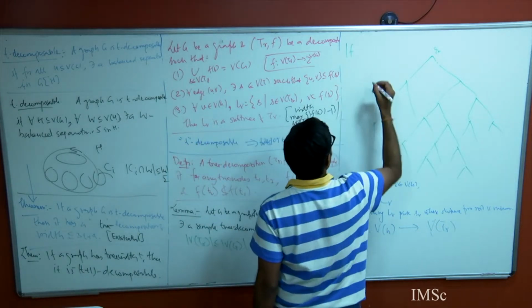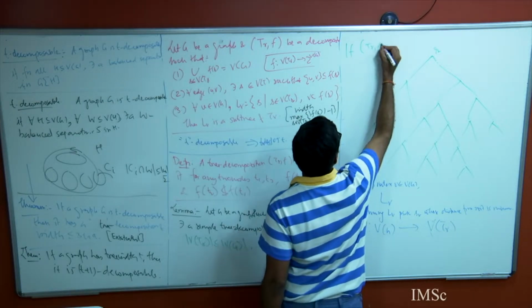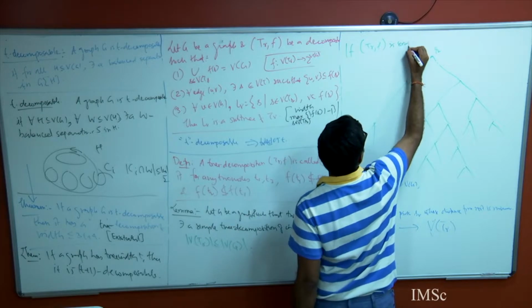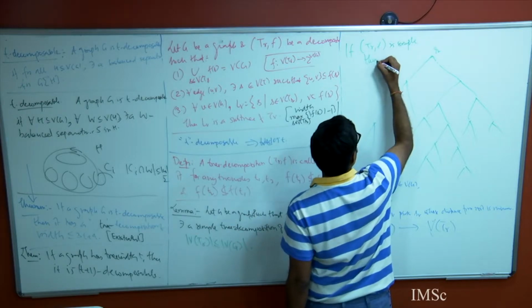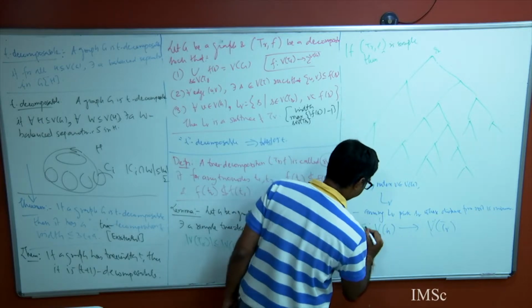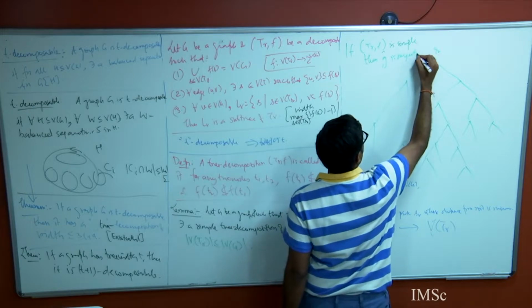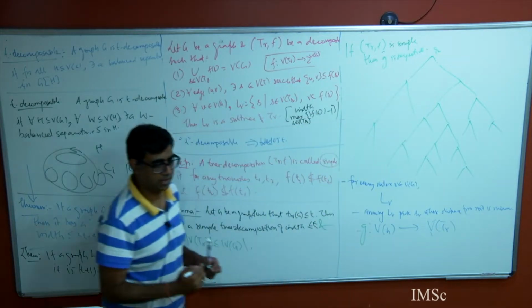if (TR, f) is simple, then f is surjective. Oh, I shouldn't write f, let's write g. Then g is surjective. Then are we done?